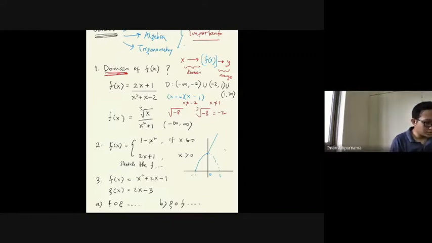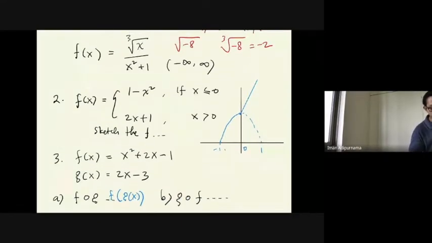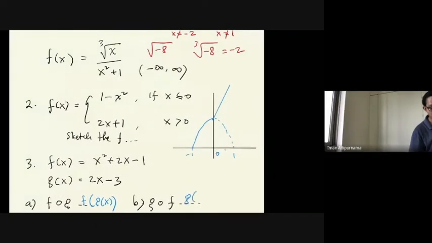So FOG, what is FOG? It means F of G, right? It's called the composite function. If you have F like that, and you have G, what you will do is put this G here, making this G into this X. So you need to square, multiply by 2, and then minus 1, and that is FOG. And the same with GOF. We call that the composite functions.